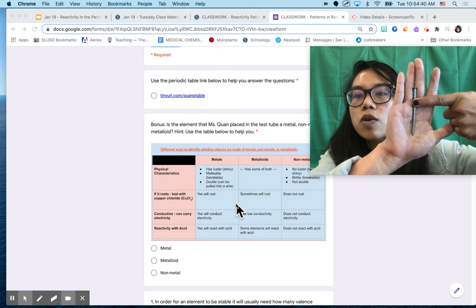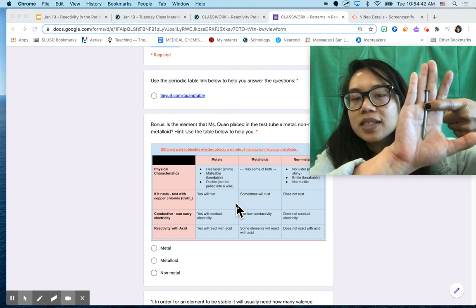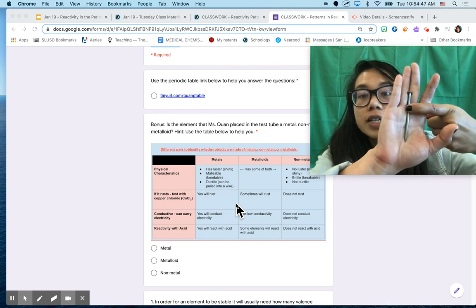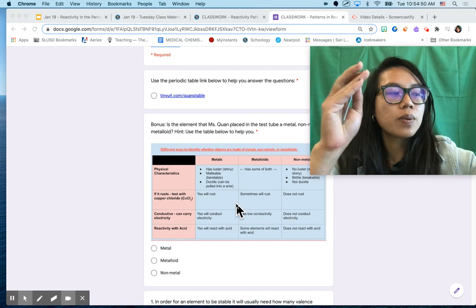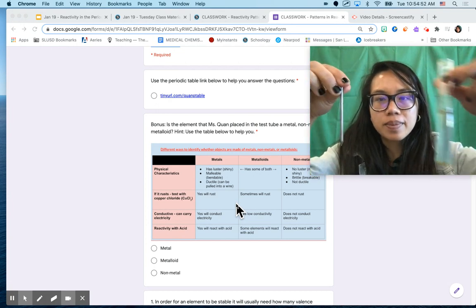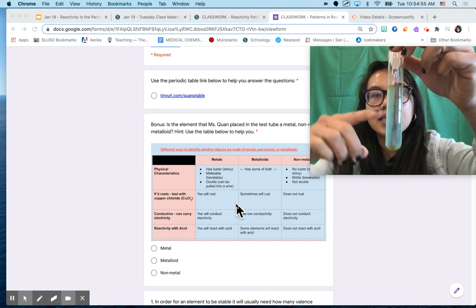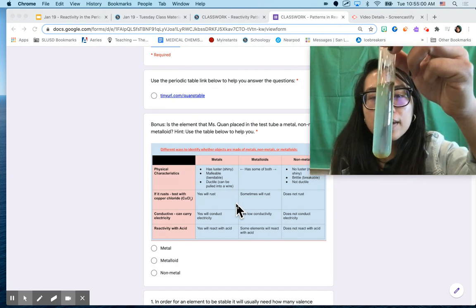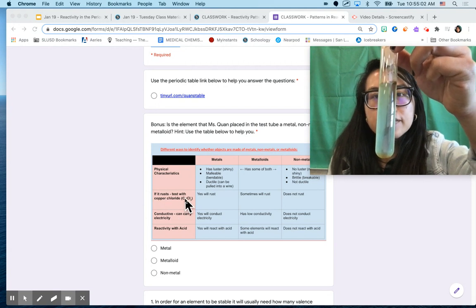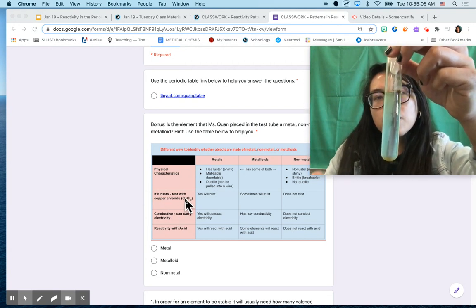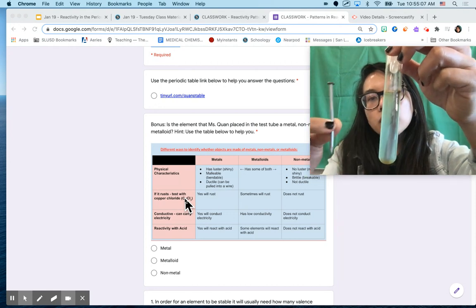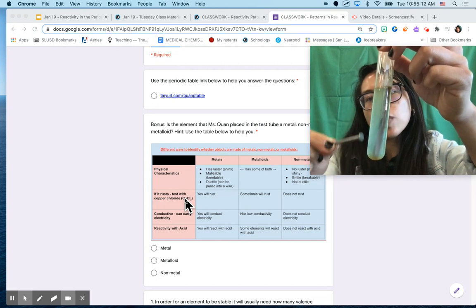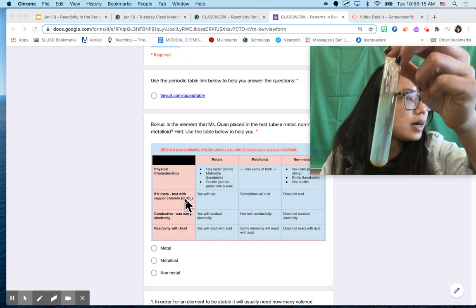You could probably tell without me doing any experiments whether this is a metal, metalloid, or a non-metal, right? So what I essentially did was I took the same object and placed it in this copper chloride liquid. So copper chloride is this stuff, right? And you notice that once I placed it in the blue copper chloride liquid, it went from this to forming this kind of dark reddish color underneath.